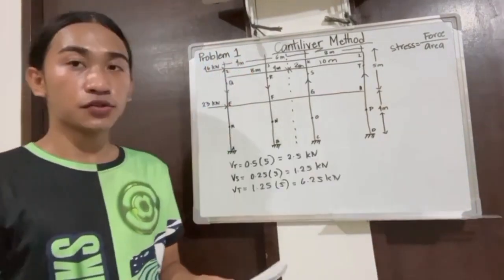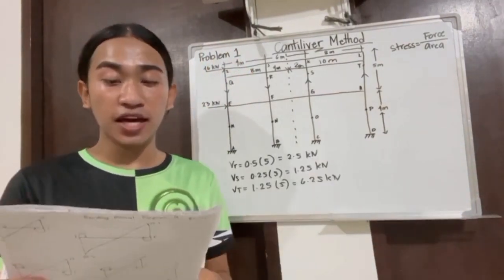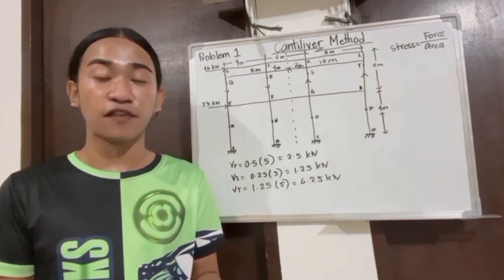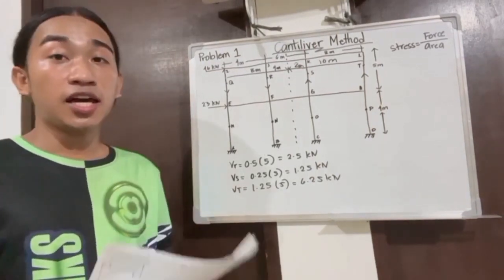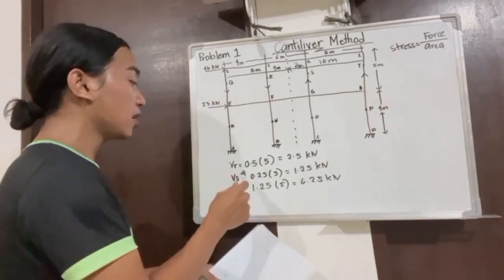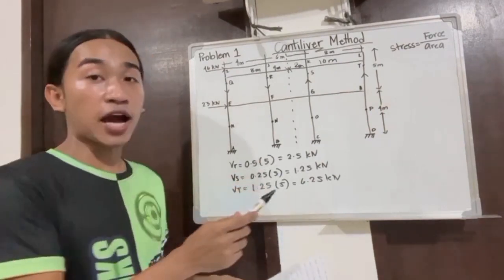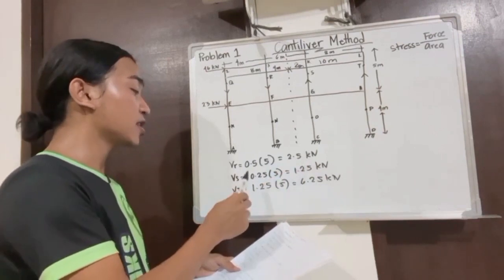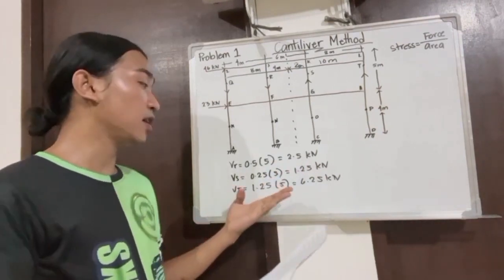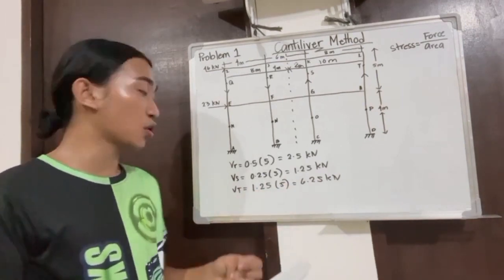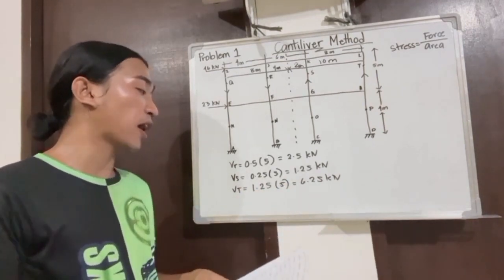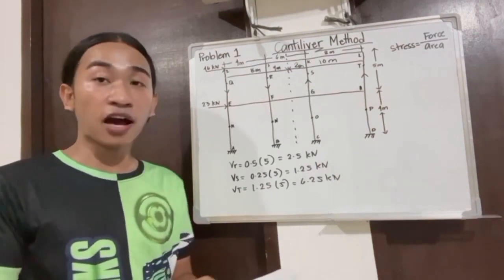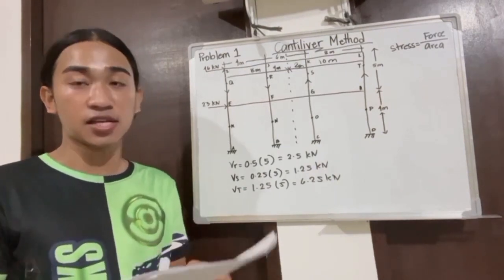So now, to get the values of VR, VS, and VT, you need to multiply by 5, the VQ that we got earlier, which is 5 kilonewton. So VR, we just multiply by 5: 0.5 times 5 is equal to 2.5 kilonewton. Then VS is 0.25 times 5 is equal to 1.25 kilonewton, and then VT is 1.25 times 5 is equal to 6.25 kilonewton. And we have calculated the actual forces just above the center of the columns.